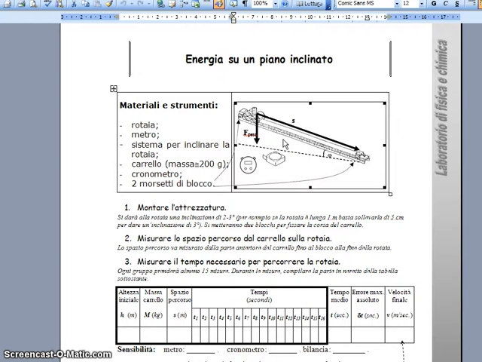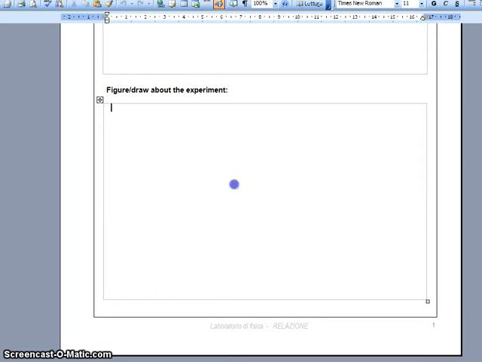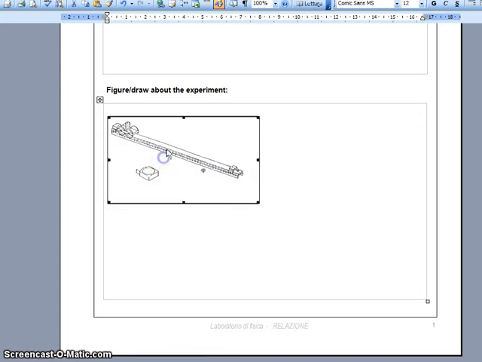So you can check, you can take this figure and put it here. Later you can write something about the different parts of this experimental apparatus. Okay.